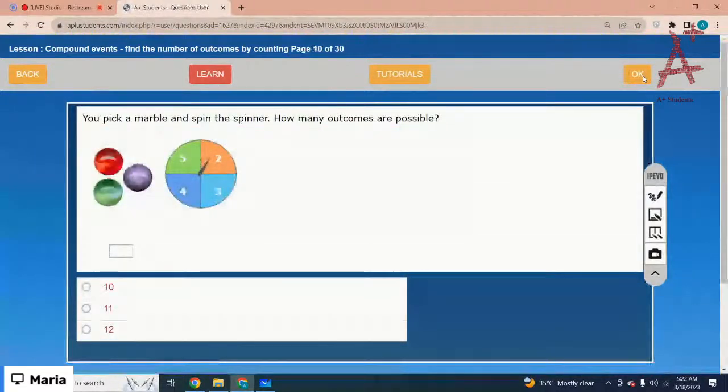You pick a marble and spin the spinner. How many outcomes are possible? It would be 4 times 3. 4 times 3 is 12. The correct option is 12.